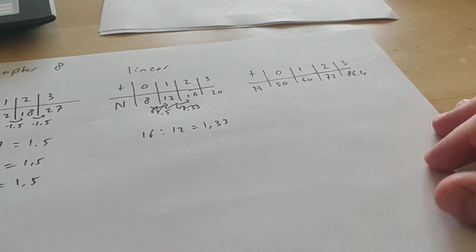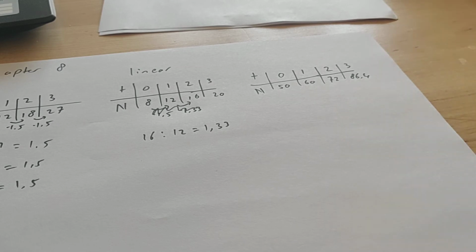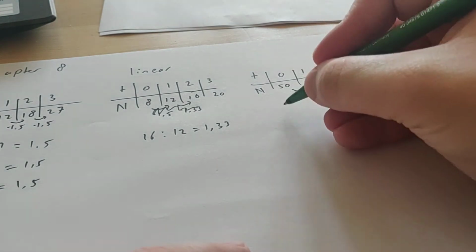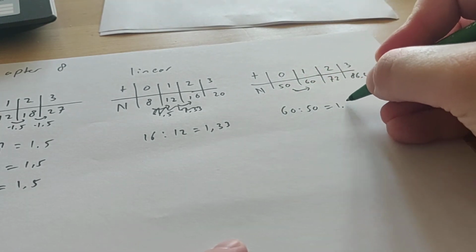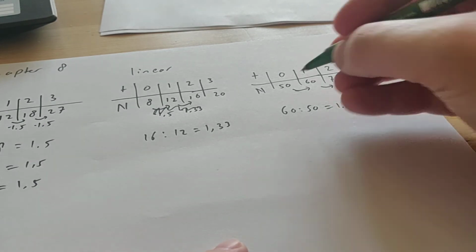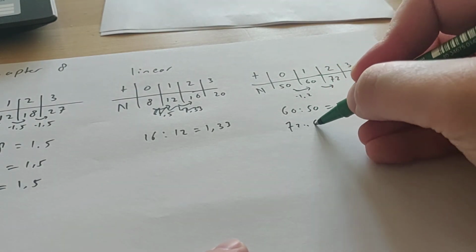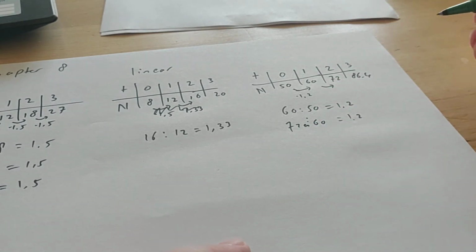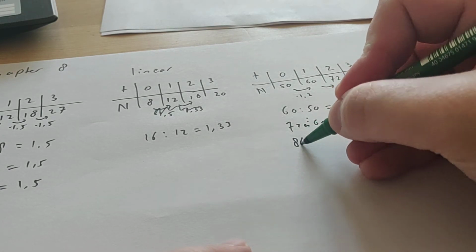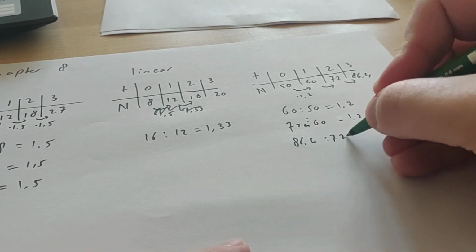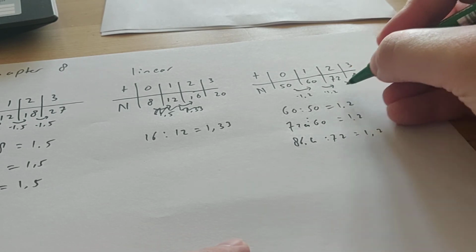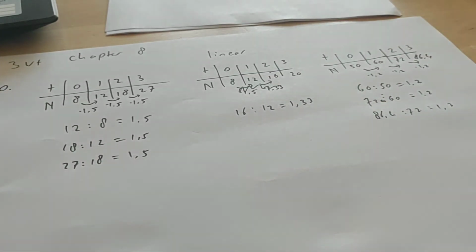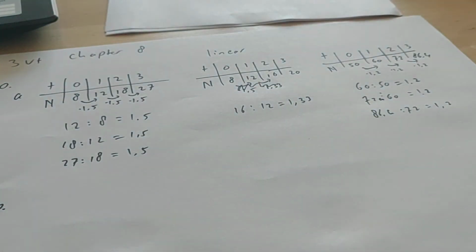Moving on to the third table, we have 50, 60, 72, and 86.4. We want to know what the growth factor is from 50 to 60. So 60 divided by 50 is 1.2. Then we want to know the next one also. So we do 72 divided by 60 is also 1.2. Let me do it again, looks a bit terrible. And here we have 86.4 divided by 72 is also 1.2. Yeah. So the growth factor is the same everywhere. So this one has exponential growth and this one has exponential growth. And that is exercise A.